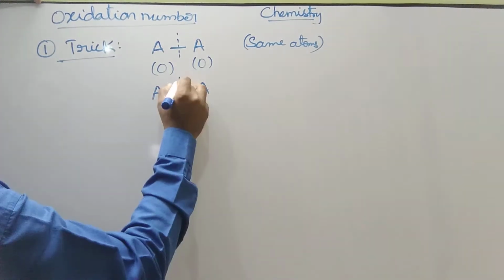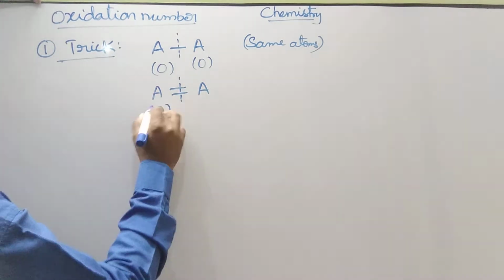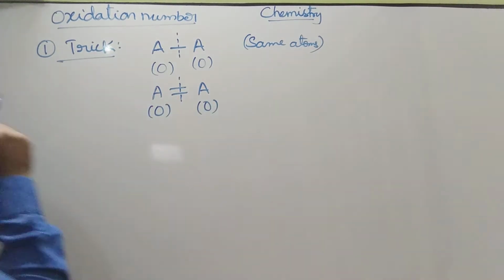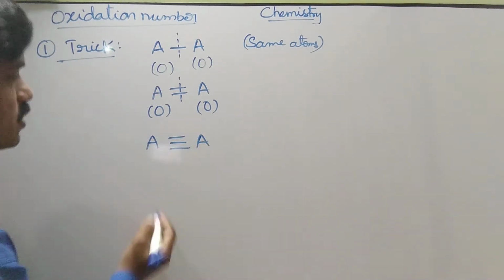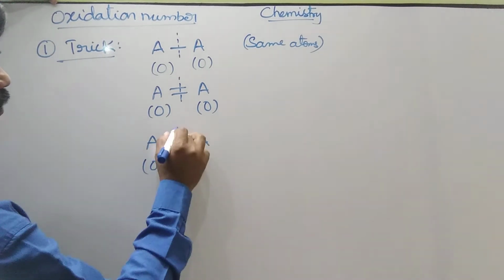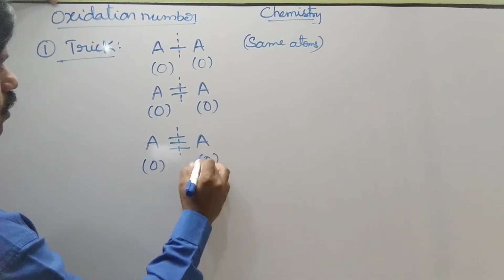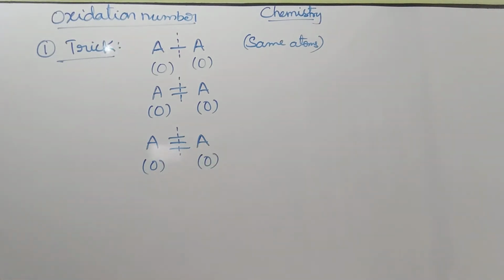In this case also we can break the bond, so each atom's oxidation state is also 0. Between the two atoms, if the triple bond is there, here also we can break the bonds and the oxidation state of each element is also 0.